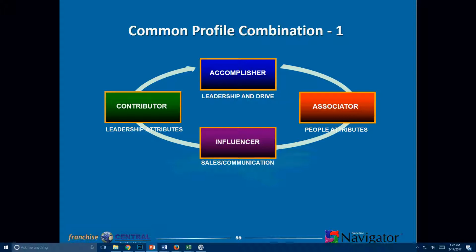Okay, let's look at profile combinations. Here's where the fun starts. Any questions before we move on?